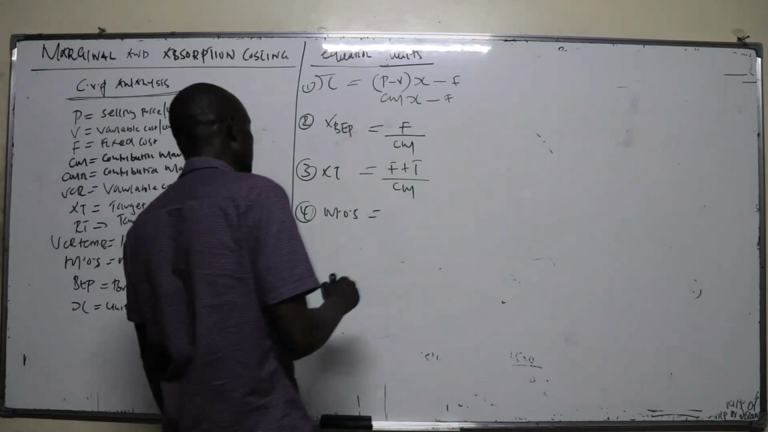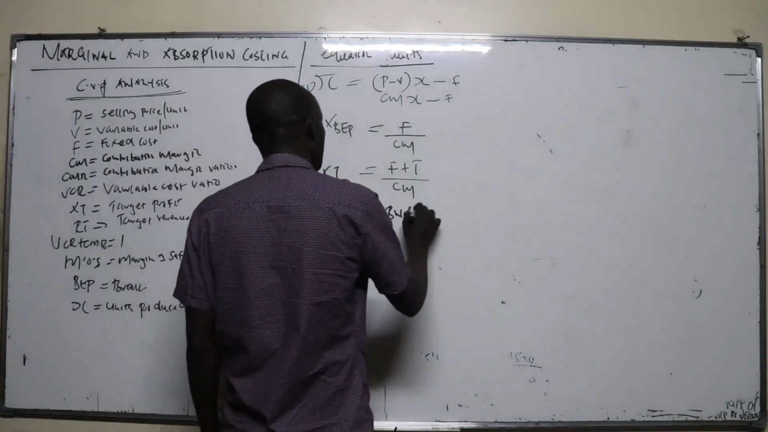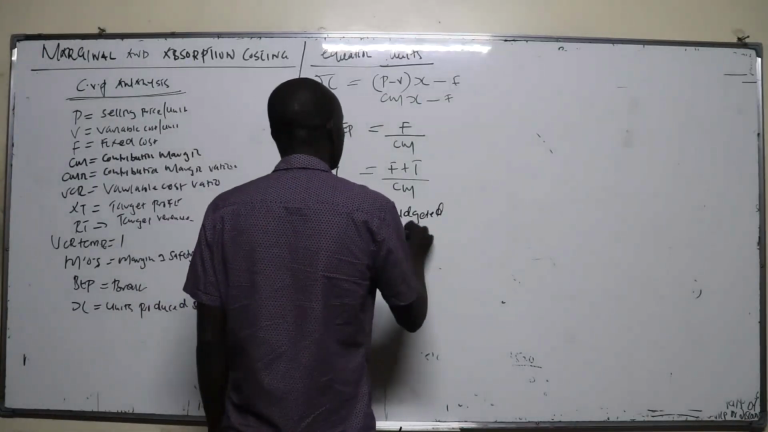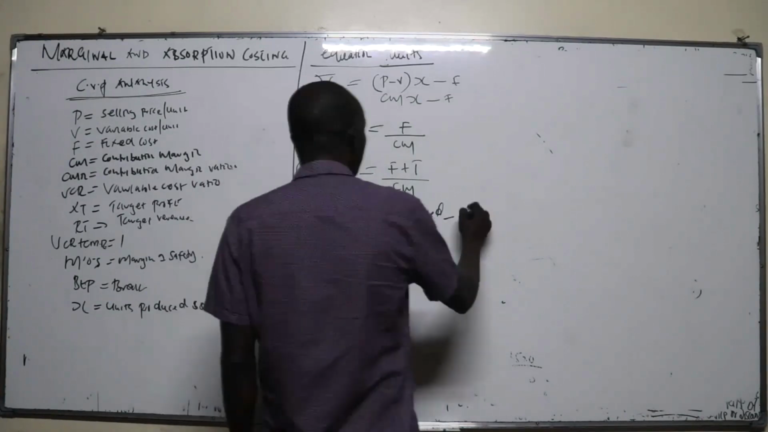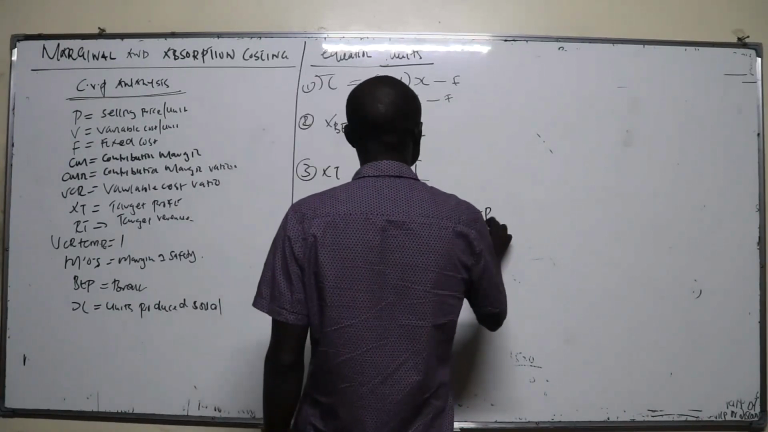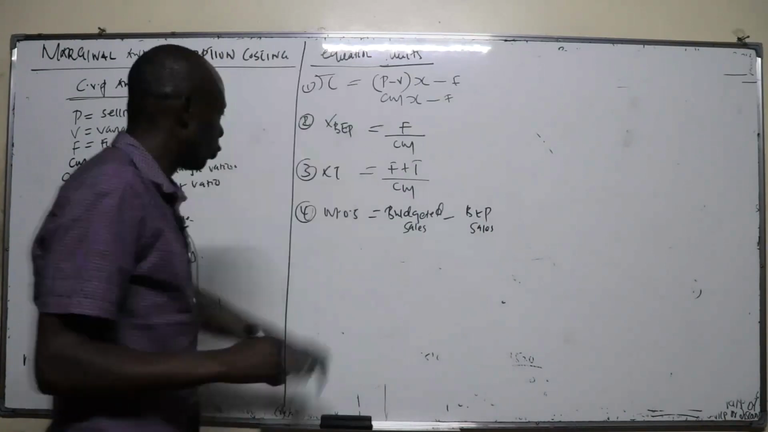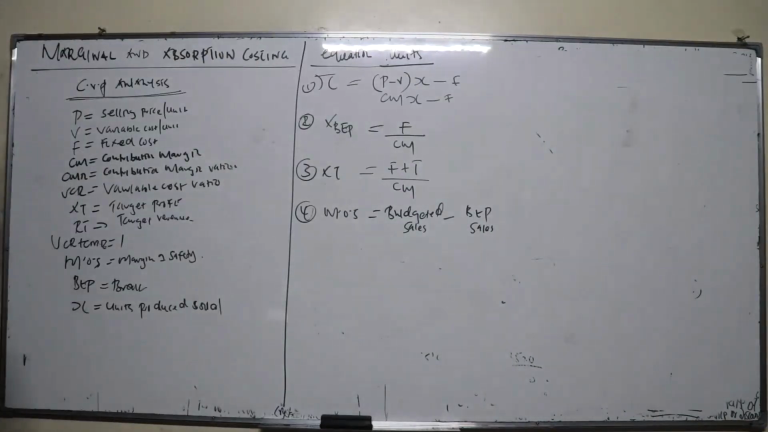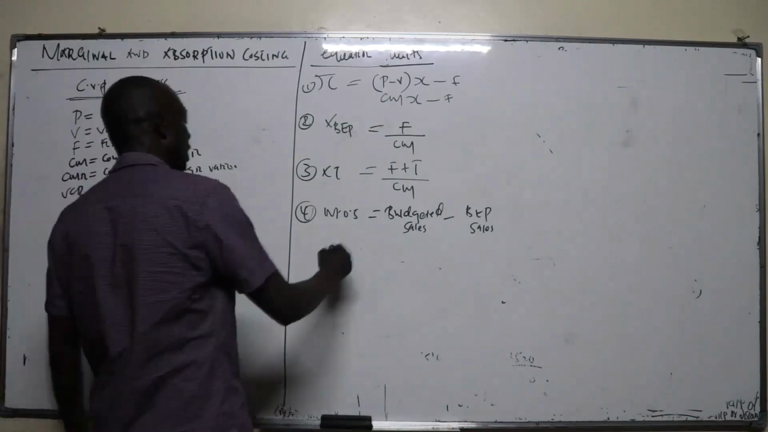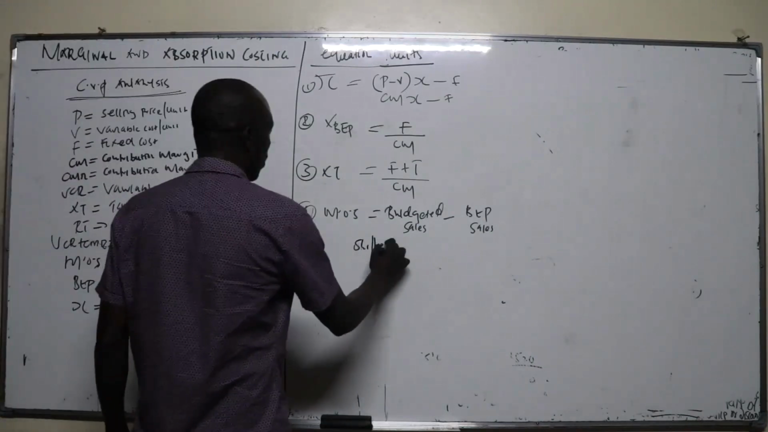So this is budgeted sales minus break-even sales. These are in units. So this is the equation. There are 4 equations. They're very, very important as far as CVP is concerned. And then we have the same under shillings, that is, under money.